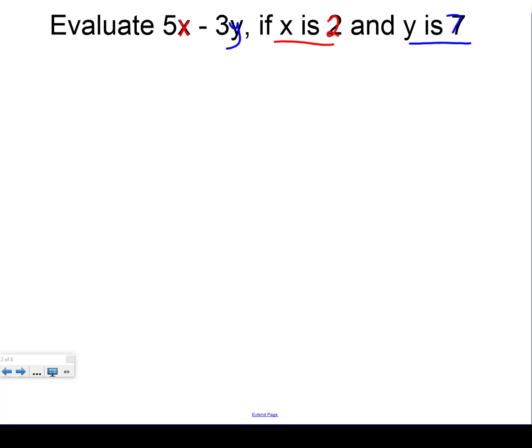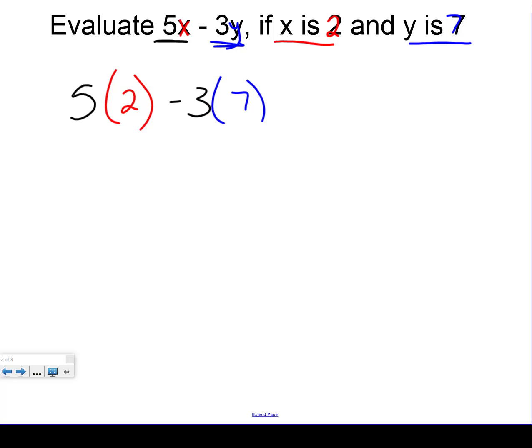So we're going to write this problem to be 5 times 2. Why is it times? Because the 5 and the x are touching. Minus 3 times 7. Why is it multiplied? Because the 3 and the y are touching. So we've got parentheses, right? We're in that order of operations, please excuse my dear Aunt Sally rules.